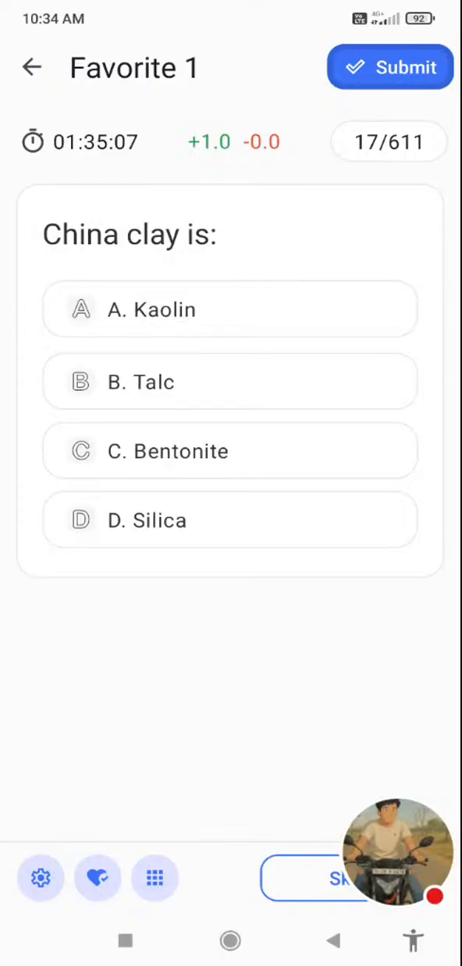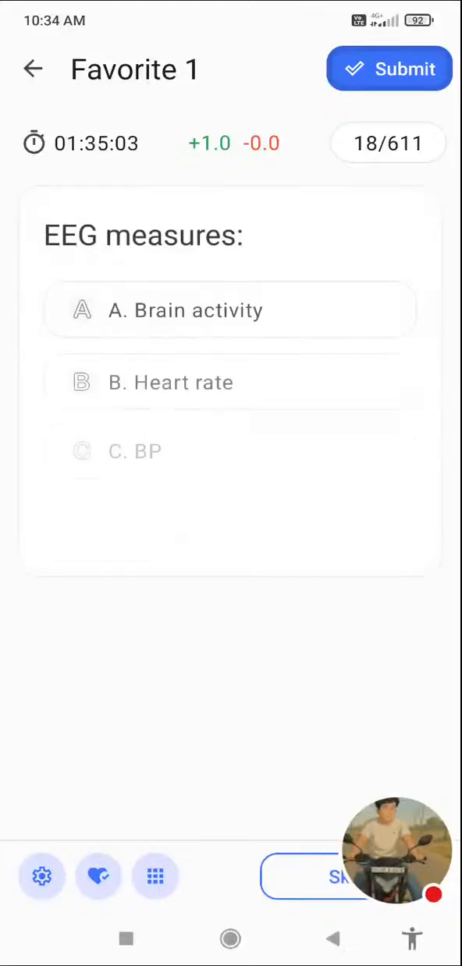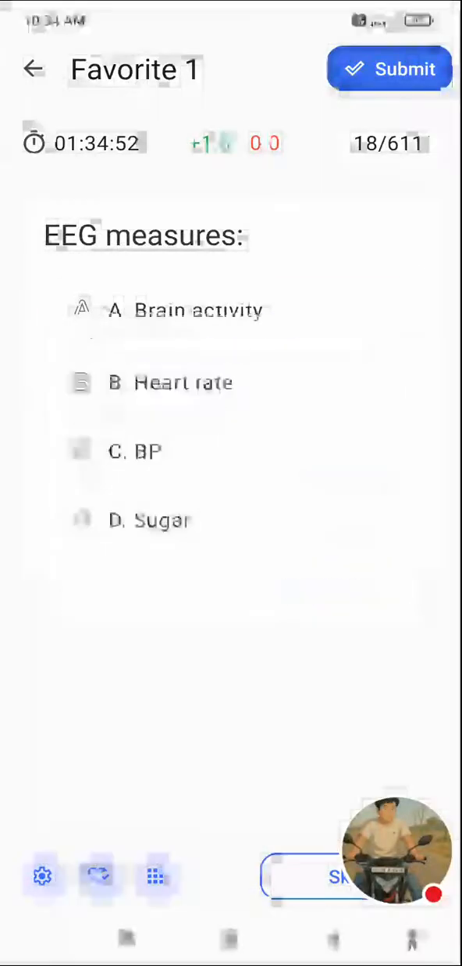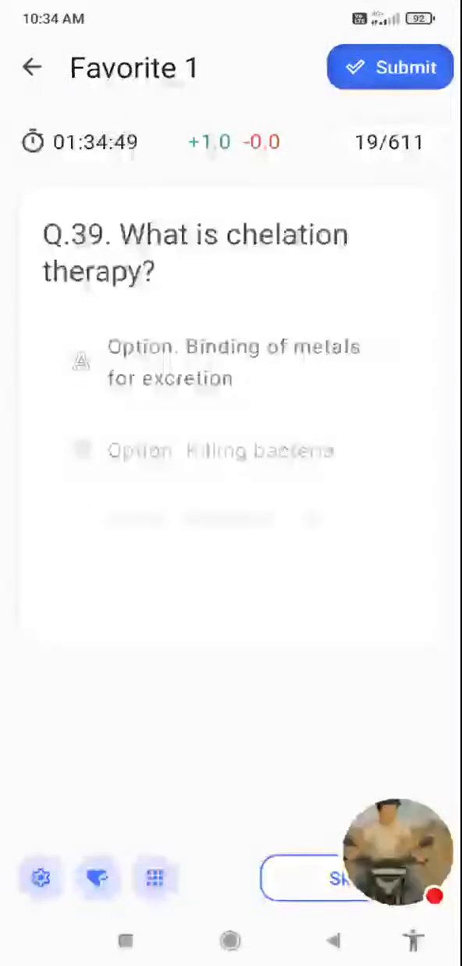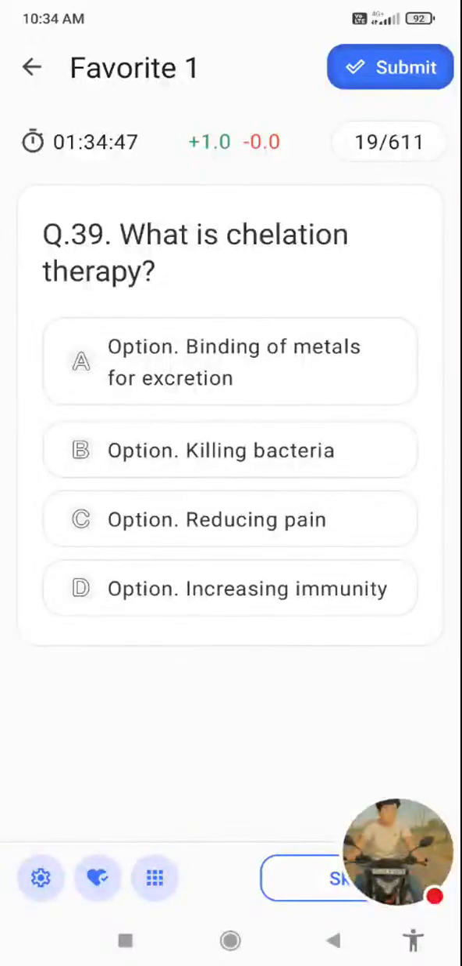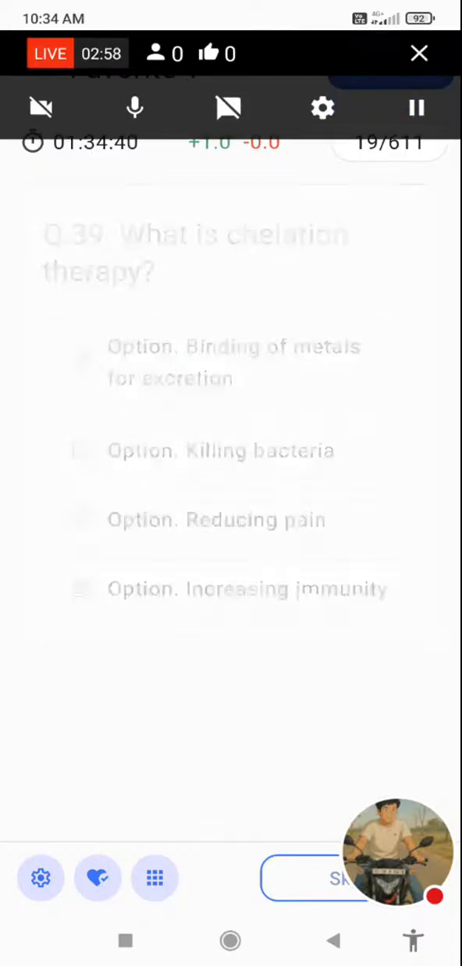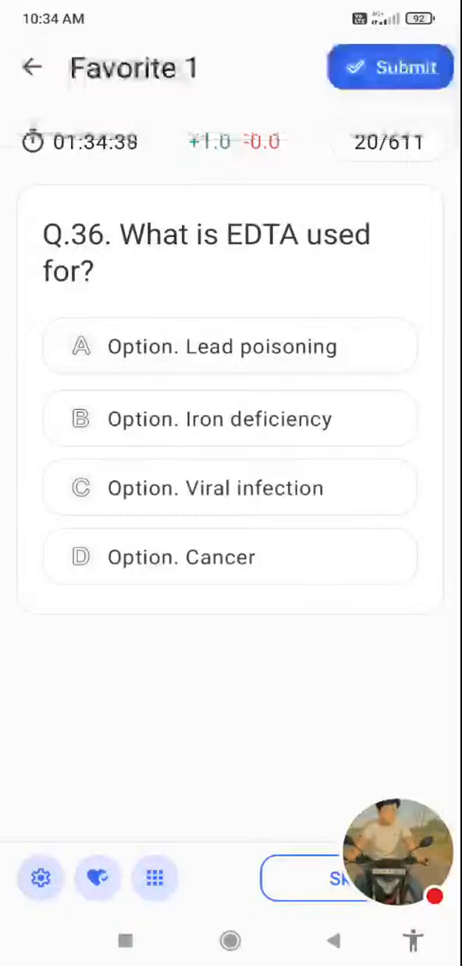China clay is kaolin. EEG measures brain activity. What is chelation therapy? Option A, binding of metal for excretion. What is EDTA used for? Lead poisoning.